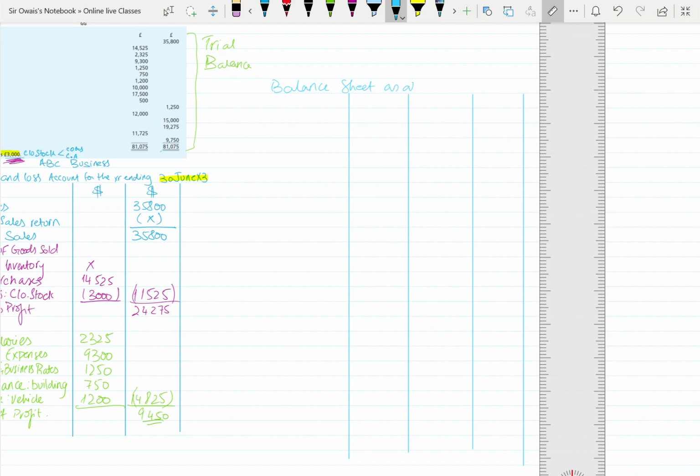Balance sheet as at 30th June X3. The balance sheet is always made on that date. It is not for the whole year, it is for that date. ABC company. Cost, accumulated depreciation, which is not given in this question. Net book value. We know the meaning of all these terms, right? So the first thing that comes is the non-current assets.